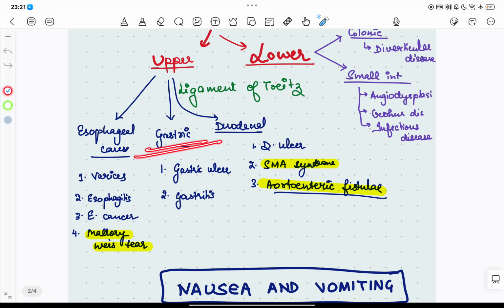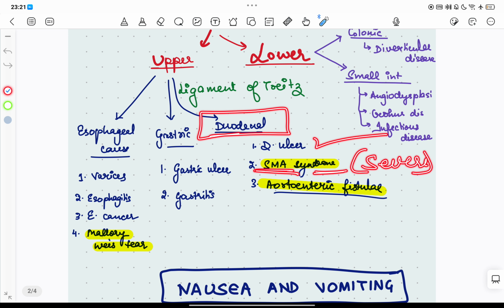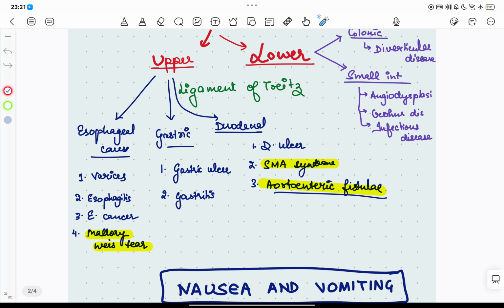Then the gastric causes: gastric ulcer, gastritis. There are other causes also, but from an examination point of view, you can remember these causes. You can also mention portal hypertensive gastropathy or gastric antral vascular ectasia. Coming to the duodenal causes, it could be duodenal ulcer, superior mesenteric artery syndrome in severe cases, then aortoenteric fistula. Sometimes pancreatitis or bleeding from the pancreatic duct can also contribute.